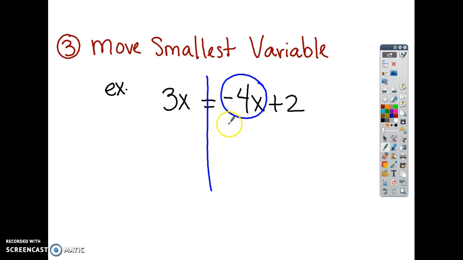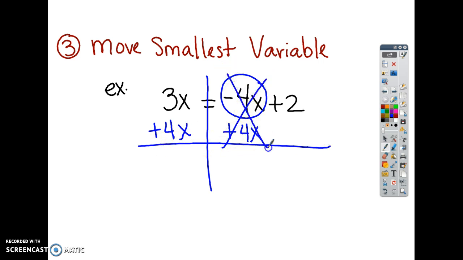looking at that sign. That's a negative, so you would have to add 4x. If that sign was a positive, then you would subtract both sides by 4x. So we add so that this one cancels. And then right here, you just add them. That gives you 7x = 2. And you would finish the problem off, but I'm not going to finish it because this is just an example of how to move the smallest variable.